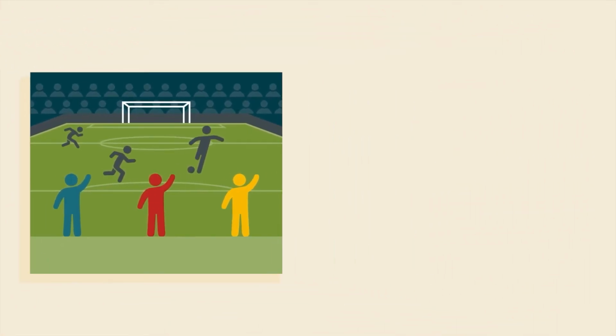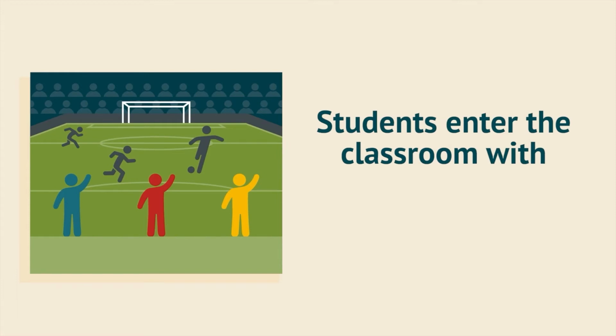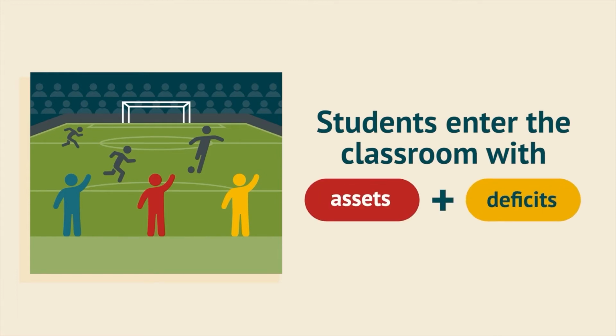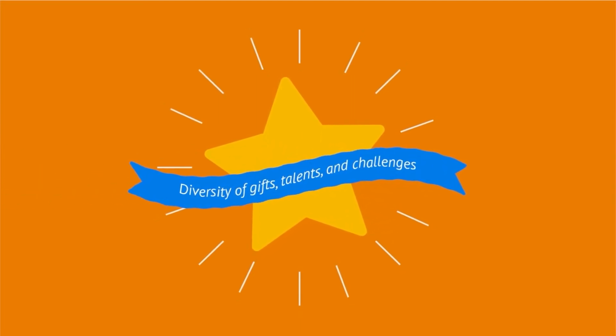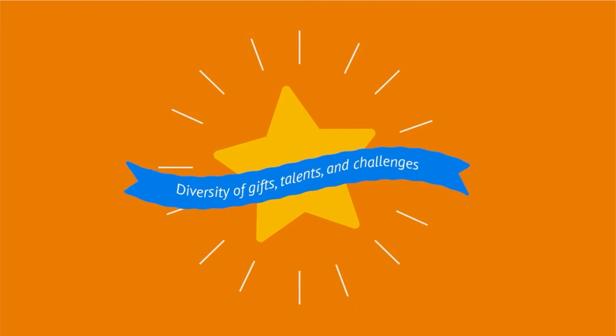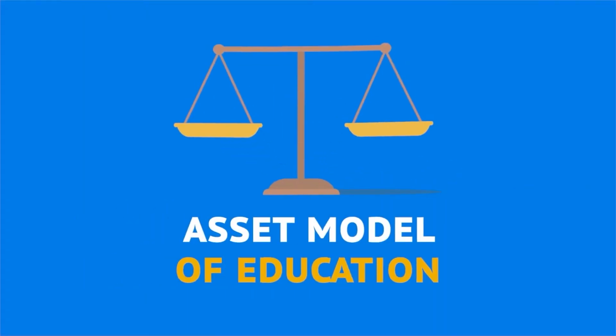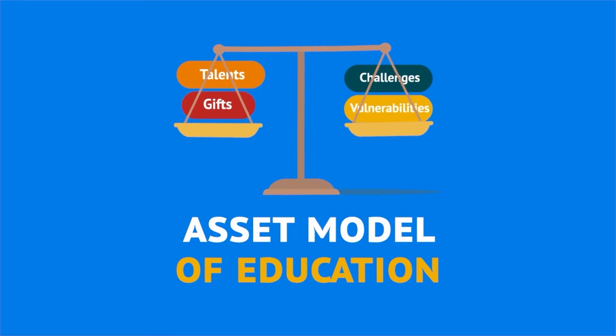We know that all students enter the classroom with both assets and deficits. And we appreciate what can be gained by the consideration of students' gifts and talents, as well as the challenges. The inclusion of both is what we refer to as the asset model of education. The asset model balances our students' developing gifts and talents with their vulnerabilities and challenges to represent them as a whole child. The whole child includes all that he, she, or they are.